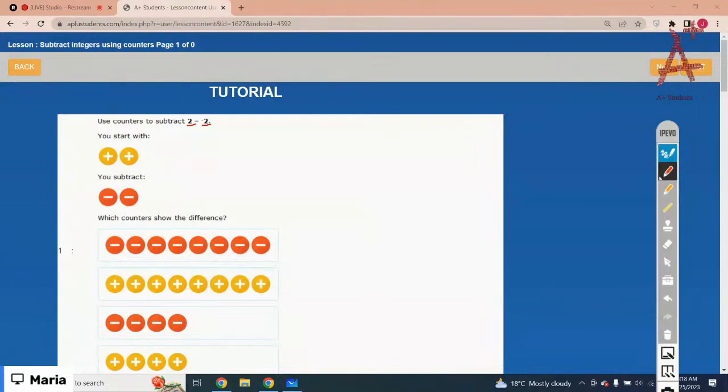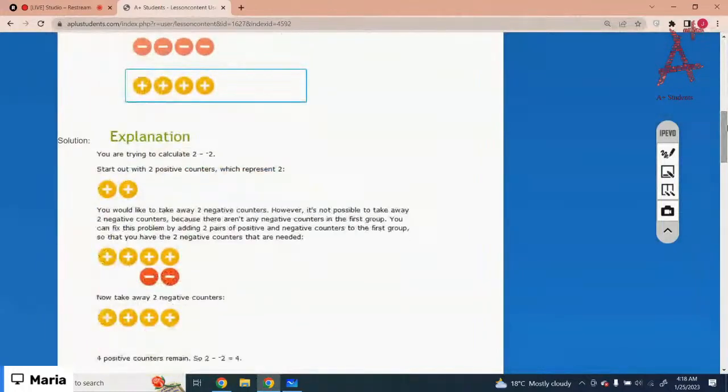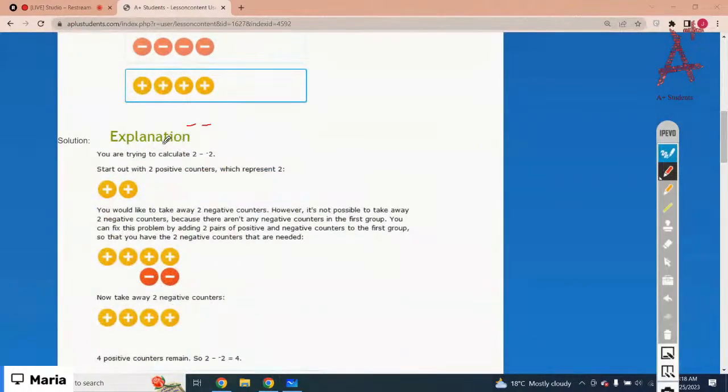Which counter shows the difference? Okay, let's see the explanation. You are trying to calculate 2 minus minus 2. Got it? Start out with the two positive counters that represent 2.